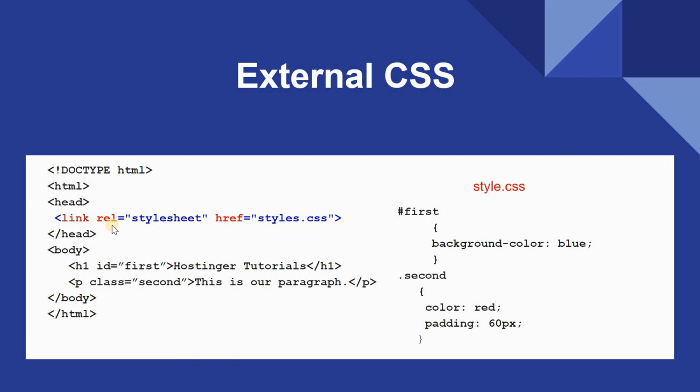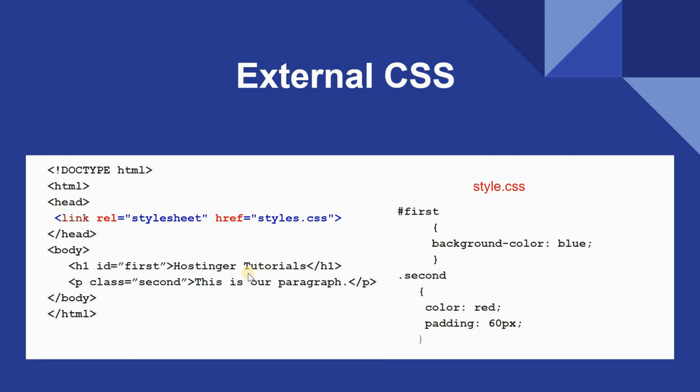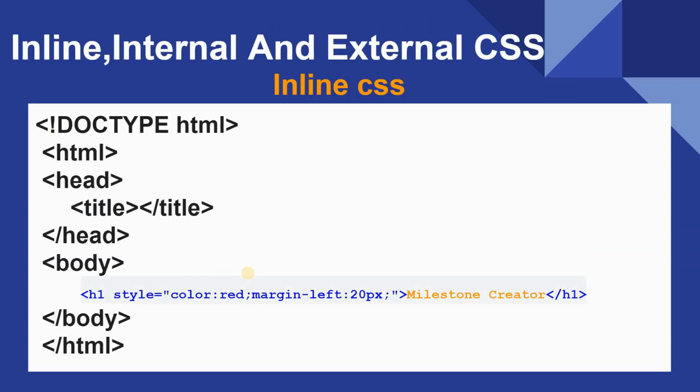और वो लिंक कैसे करते हैं, link rel equal to stylesheet and href styles.css, ये है हमारा CSS फाइल का नेम, ठीक है। तो इस तरह से हम एक्सटर्नल CSS प्रोवाइड करके हमारा जो एलिमेंट होता है बॉडी टैग के अंदर उसको हम स्टाइल प्रोवाइड करते हैं, ठीक है। तो these are the three types of CSS, that is internal CSS, inline CSS and external CSS.